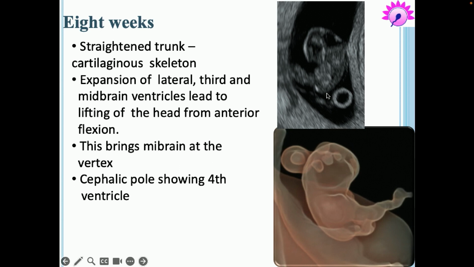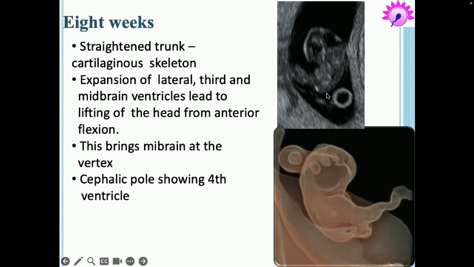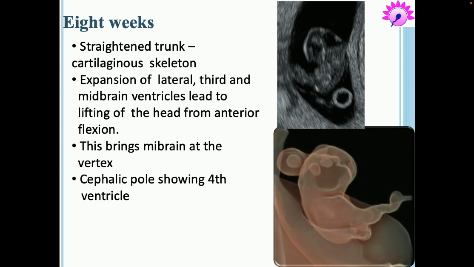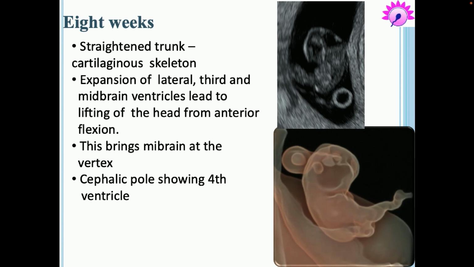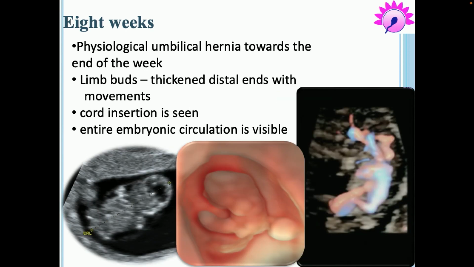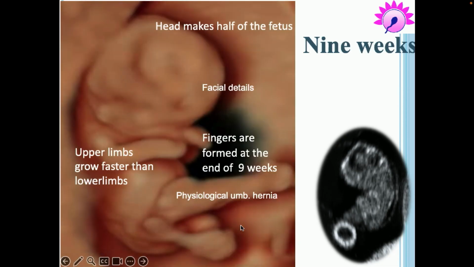You would see that the limb buds have now developed into 2 segments, the upper and the lower segment. And the cephalic pole, if you see on the coronal section, will show the 4th ventricle too. Umbilical hernia actually becomes visible only at the end of 8 weeks or 9 weeks, or the starting of the 9 weeks. The limb buds now are very clearly seen, and the hands also start developing. The cord insertion is seen, and the entire embryonic circulation is there.